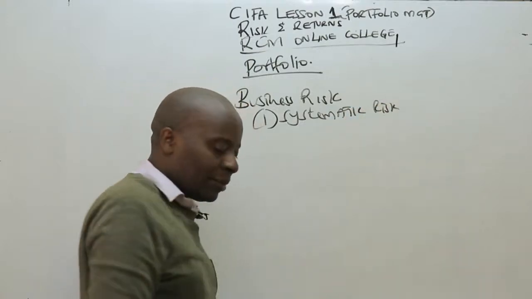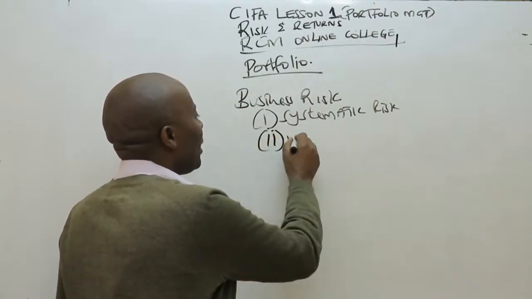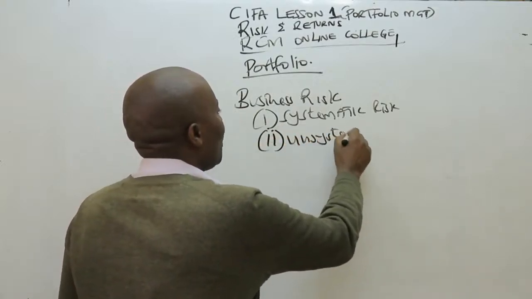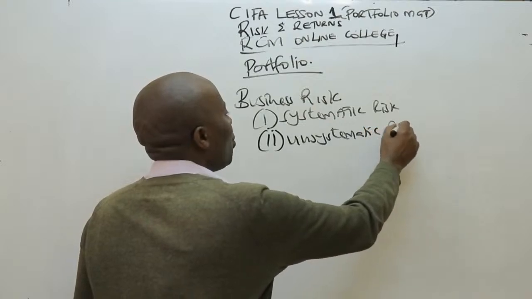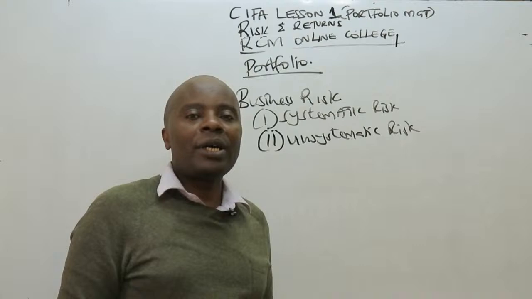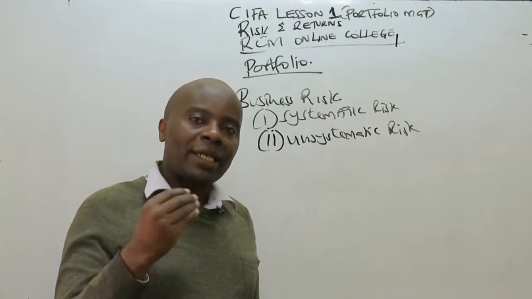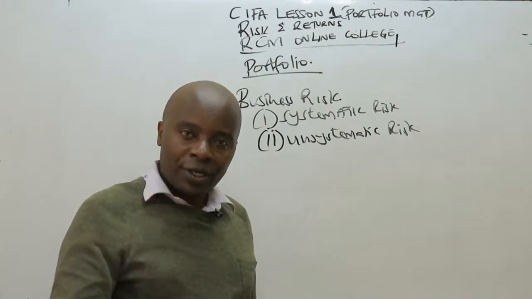Systematic risk, and then number two, we have the unsystematic risk. So we have the systematic risk and what here? Unsystematic risk.